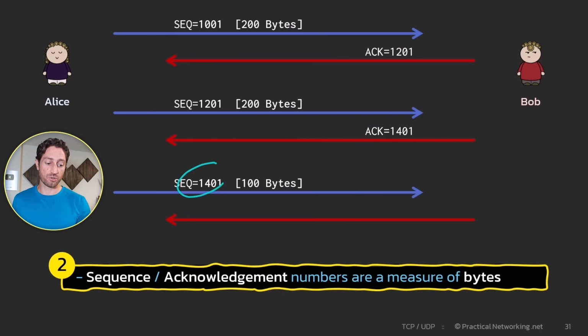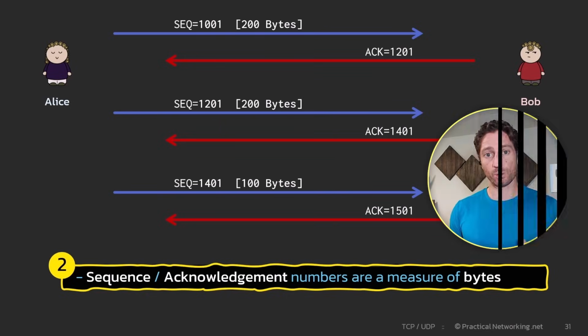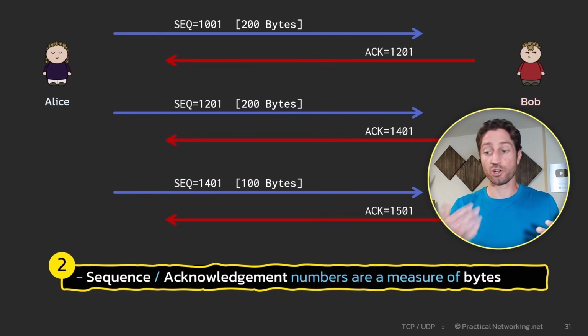This next segment is going to start, as Bob expected, at sequence number 1401. This particular segment only includes 100 bytes, which means Bob, to acknowledge receiving those 100 bytes, will send an acknowledgement number of 1501. Understanding the way the sequence number and acknowledgement numbers work is actually very important and a critical component of TCP. So I want to focus on this just a little bit further.